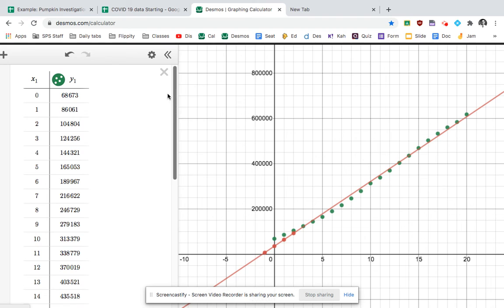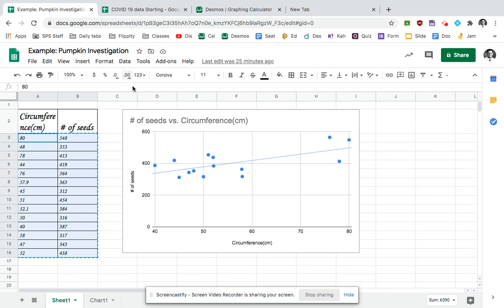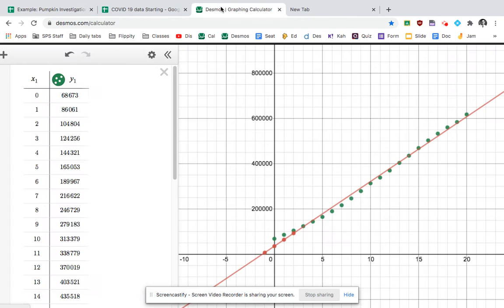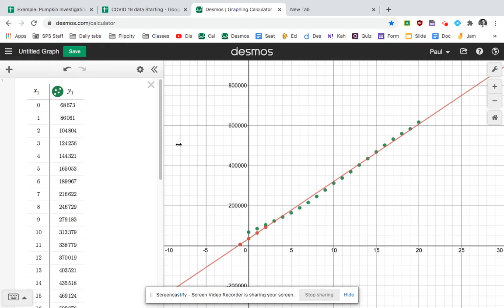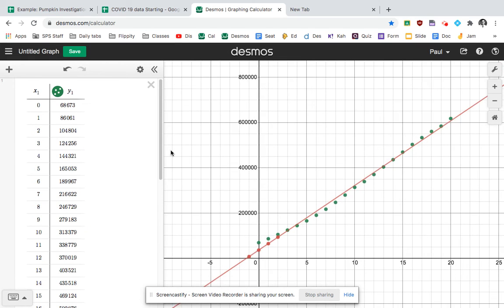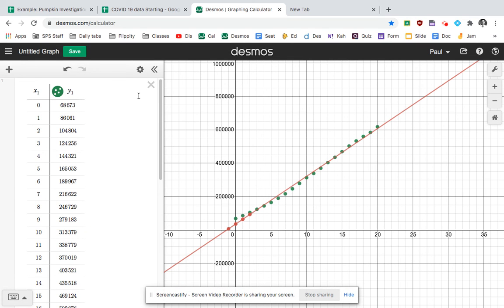So your challenge here today is to do the same thing with this pumpkin. This is an example right here. Someone was nice enough to give me their pumpkin data. This person was looking at circumference and number of seeds, and they came up with this. So your challenge is to do the same thing here on Desmos, and take a screenshot of your work.